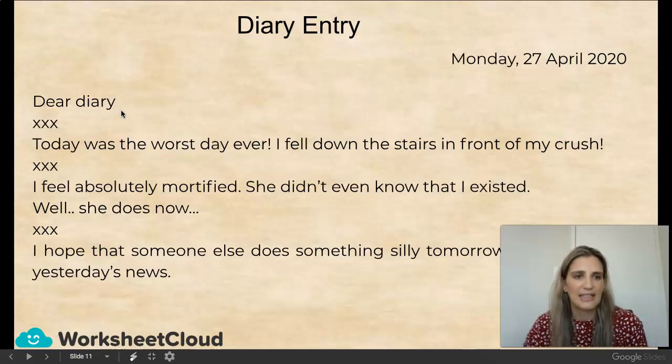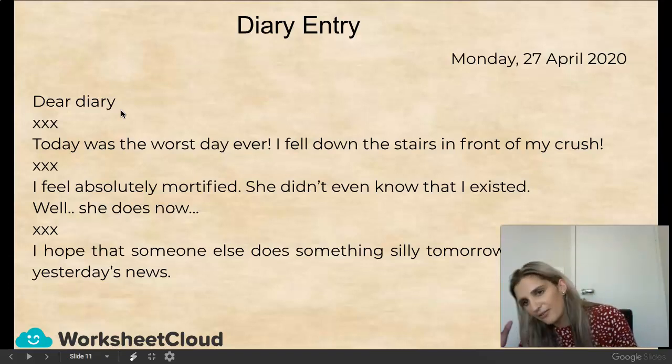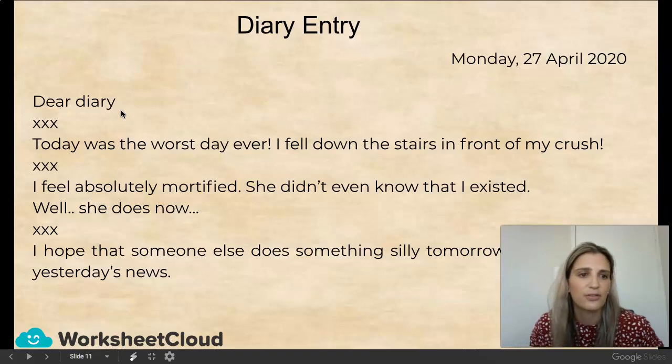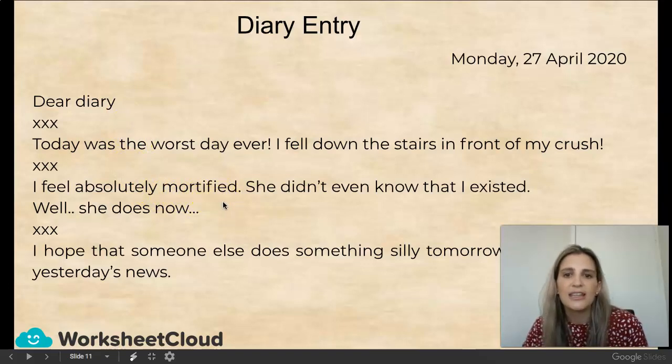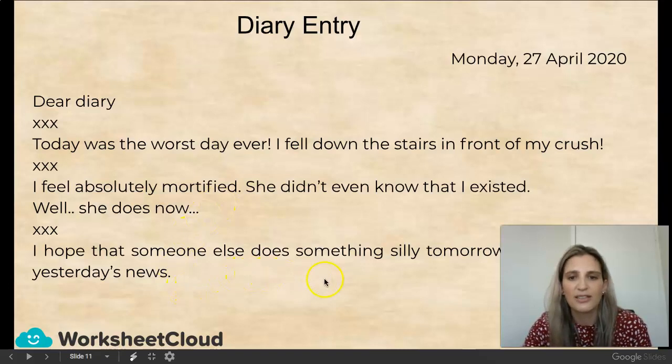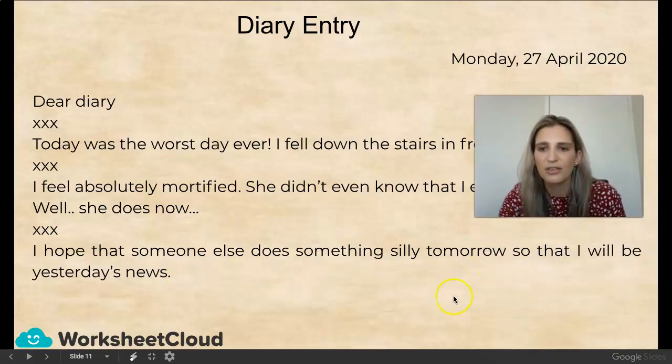So here it says, today was the worst day ever. I fell down the stairs, oh no, in front of my crush. I feel so sorry for you. I feel absolutely mortified. Look at the good vocabulary that's used. She didn't even know that I existed. Well, she does now. I hope that someone else does something silly tomorrow so that I will be yesterday's news.